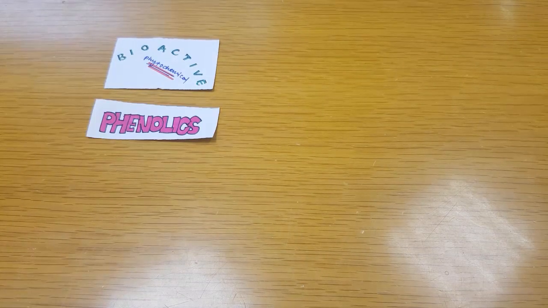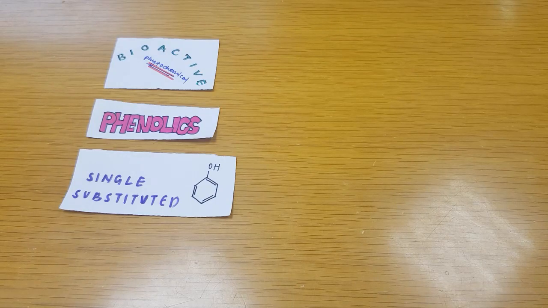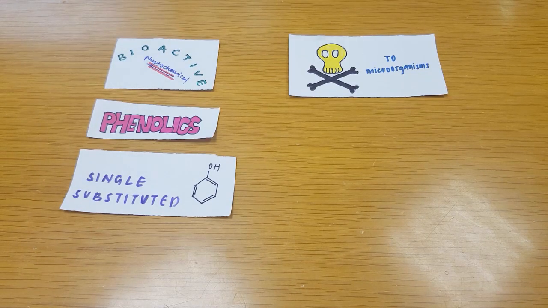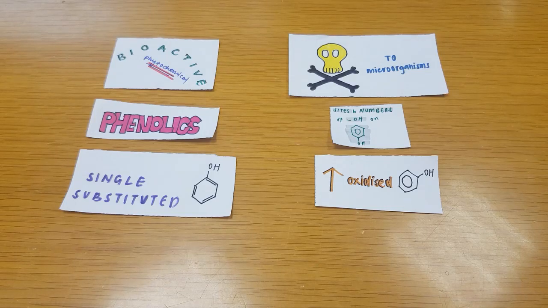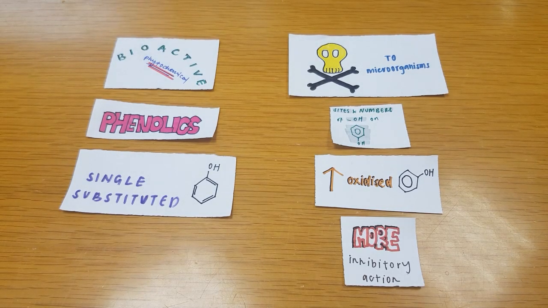Next is the simplest bioactive phytochemical, phenolics. Phenolics have a single substituted phenolic ring and are toxic to microorganisms due to the sites and numbers of hydroxyl groups on the phenol groups. Also, highly oxidized phenols possess more inhibitory action.